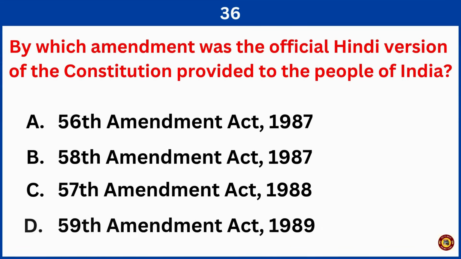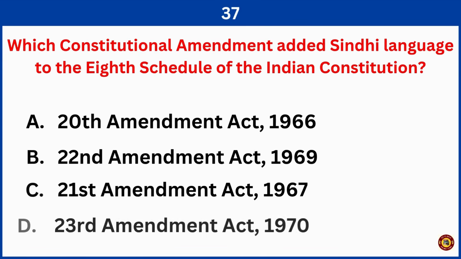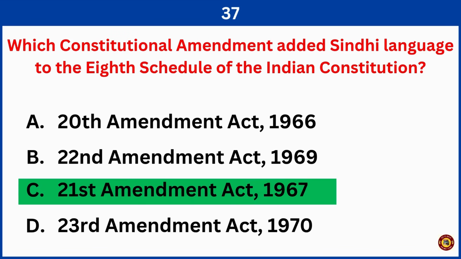By which amendment was the official Hindi version of the Constitution provided to the people of India? Correct answer is option B, 58th Amendment Act 1987. Which constitutional amendment added Sindhi language to the 8th schedule of the Indian Constitution? Correct answer is option C, 21st Amendment Act 1967.